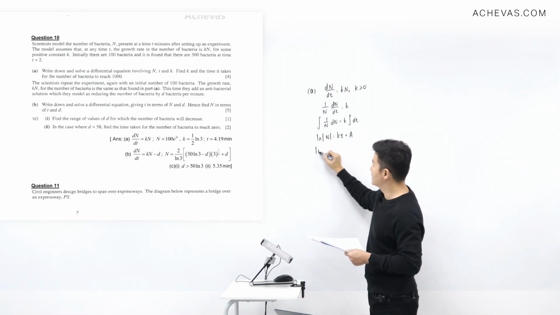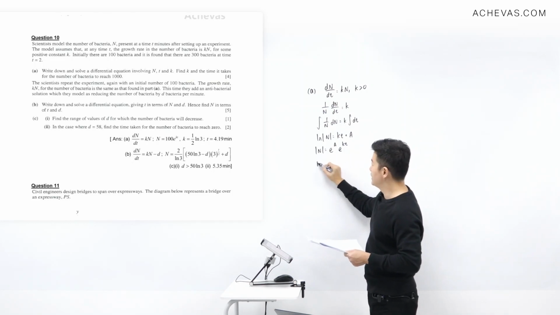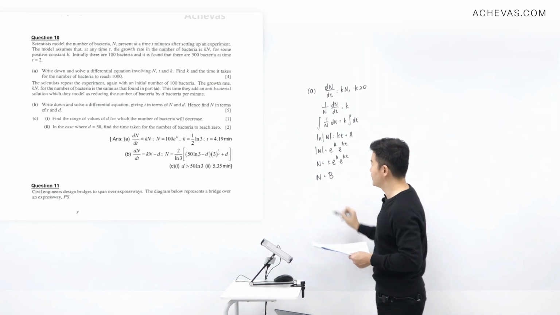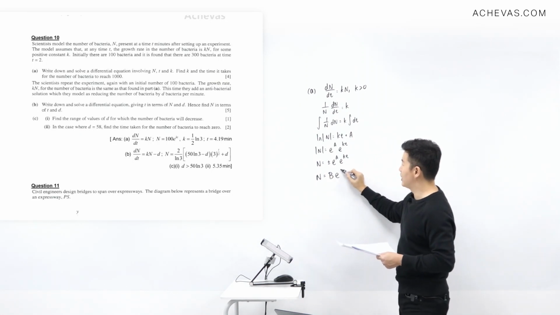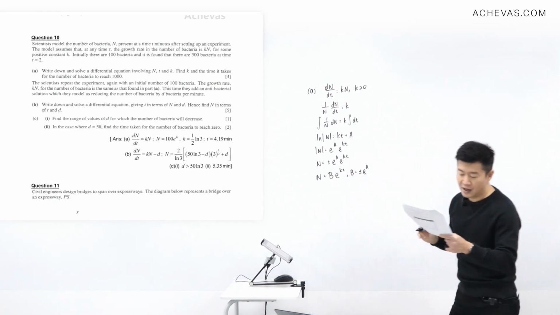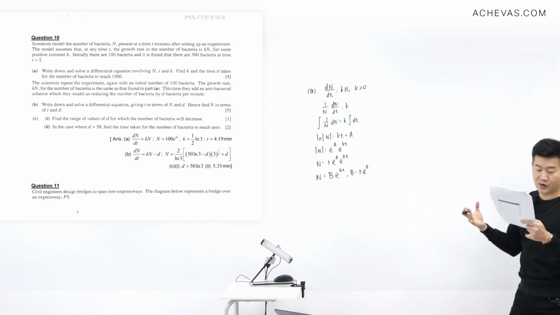Removing ln on the left-hand side, we have a modulus of n is going to be e to the power of this, which I'm going to write as e to the power of a, e to the power of kt. Removing the modulus, n here is going to be equal to plus or minus e to the power of a, e to the power of kt, and I'm going to just group this as a single arbitrary constant b, e to the power of kt, where b is representing plus or minus e to the power of a. Let's try to solve for b, and hopefully we can also try to solve for a.